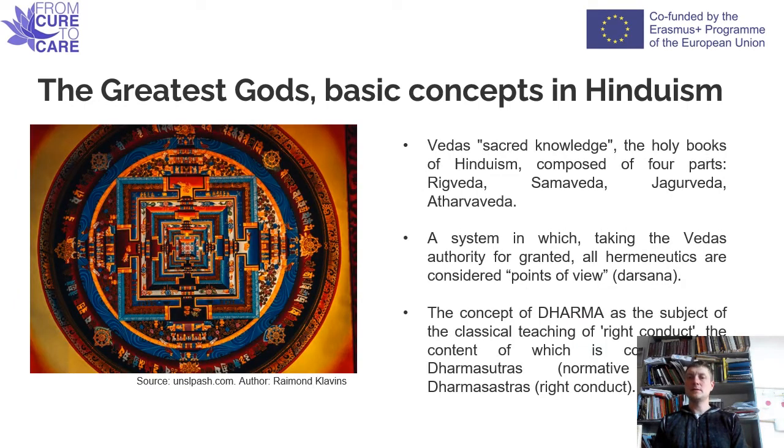The Vedas are secret knowledge, the holy books of Hinduism composed of 4 parts. It is a system in which the Veda's authority is taken for granted. All hermeneutics are considered points of view, Darsana. The concept of Dharma as the subject of classical teaching is right conduct.